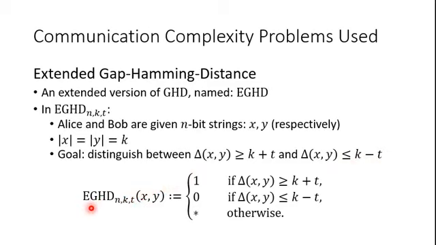So more formally, we can see eGHD here being a function with parameters n, k, t of x and y. And again, we can see if the Hamming weight is larger or equal to k plus 2, they should output 1. And if it's less or equal to k minus 2, they should output 0. And once again, any other case, it can output either 1 or 0.